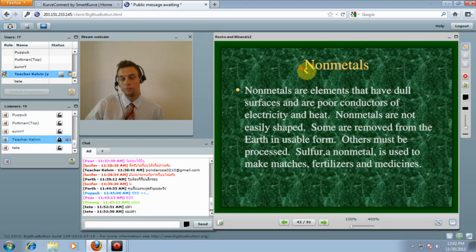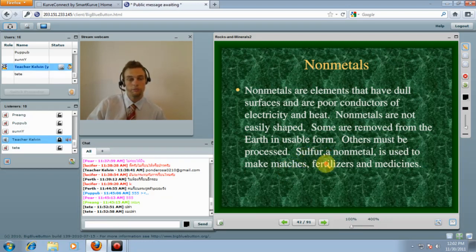Okay, so non-metals, we kind of went over this as well in the periodic table. They're basically just non-metals. They're poor conductors of electricity and heat. They can't be shaped easily. Sulfur is used at the end of matches because when combined with other things, it becomes very, very good at igniting. Fertilizers, medicines. These are just basically things that we don't have to put through the smelting process in order to use.